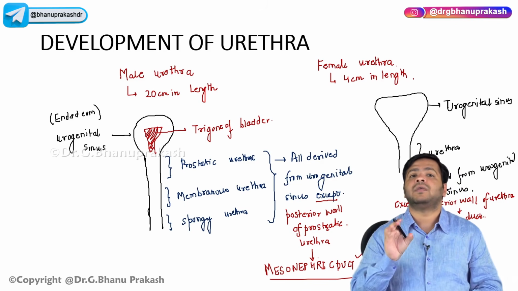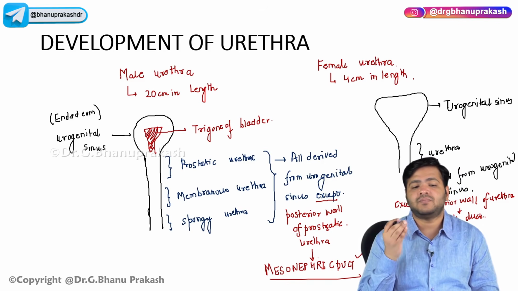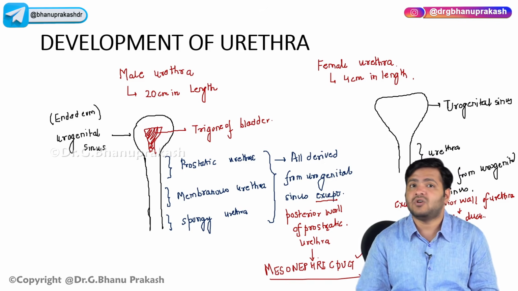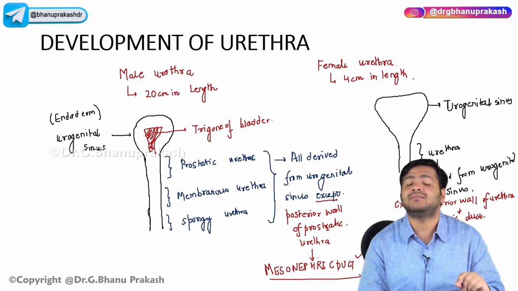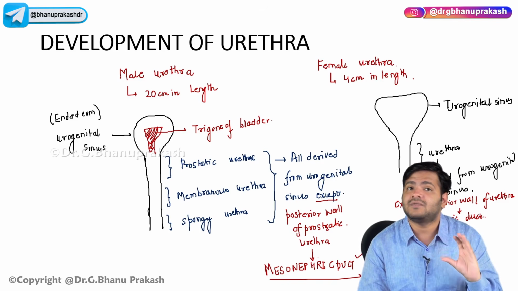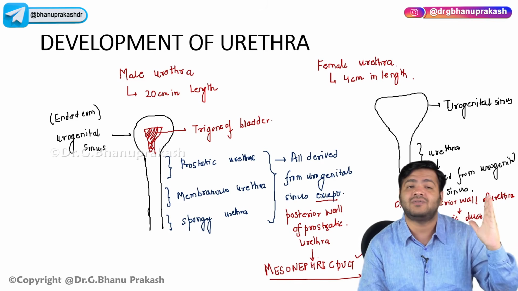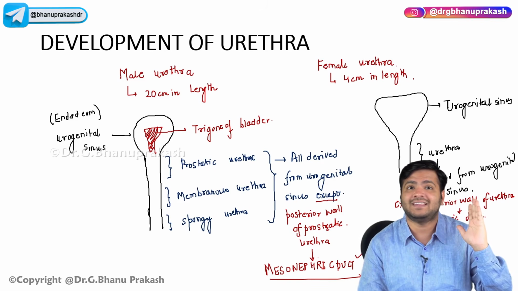So yes, the entire urethra in males, whether it is the prostatic part, the membranous part or the spongy part, it is coming from the urogenital sinus. Urogenital sinus is a part of what? Endoderm, right? I mean it is a part of the hindgut. What is the hindgut? Gut tube. What is the gut tube? Yolk sac. What is the yolk sac? Endoderm. So in that case you have to take your memory flashback all the way back, okay?